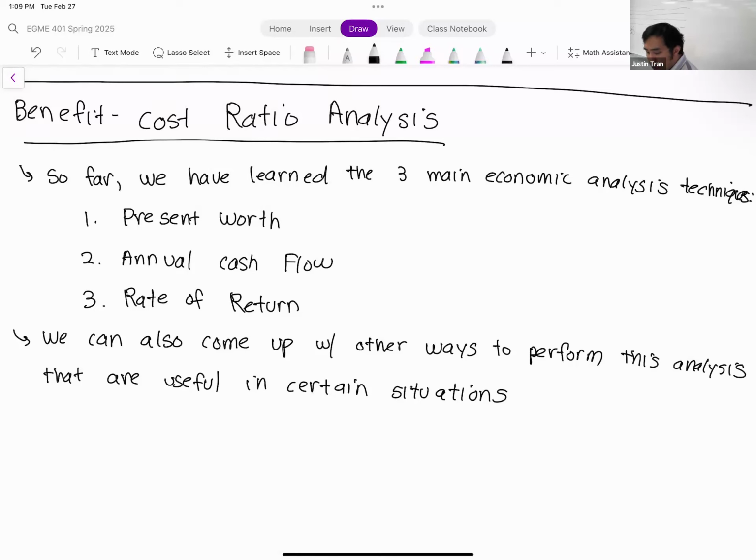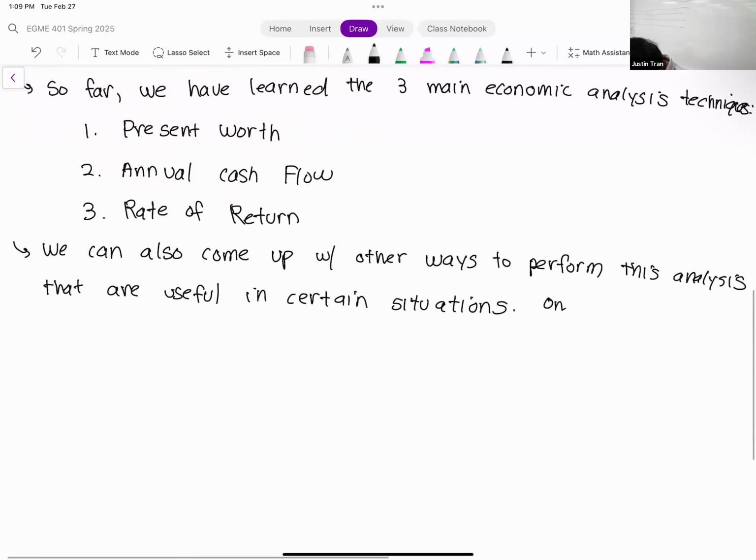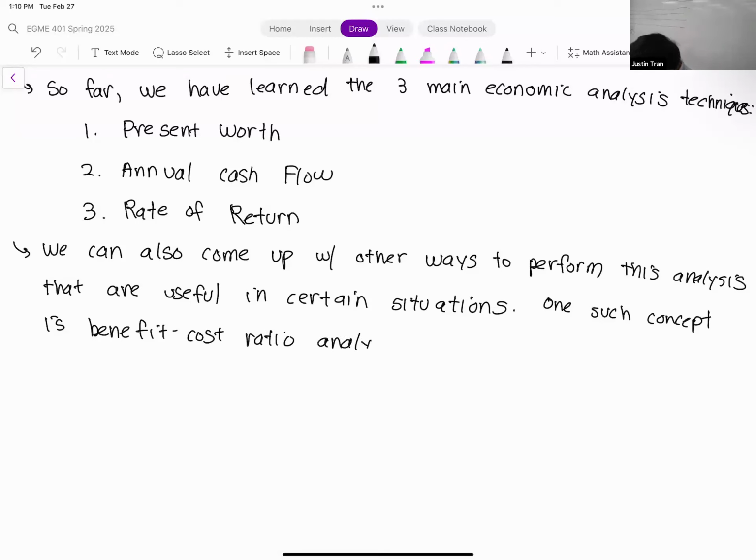We're not going to go over all of them because a lot of them are not very useful. But the one that is probably the most useful and interesting to visualize is benefit cost ratio analysis. Just like the name implies, in benefit cost ratio analysis, we're going to be computing a ratio, and the ratio is of the benefits over the cost.